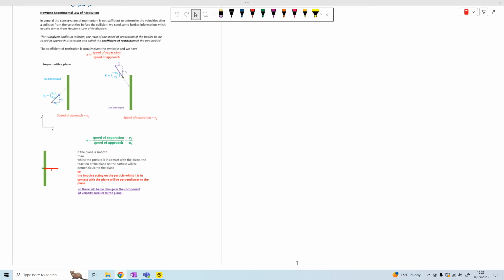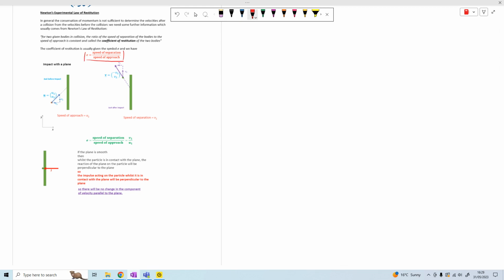Okay, so in this video, we're going to carry on with our impulse and momentum, and we're going to look at Newton's experimental law, which is our coefficient of restitution. But we're going to look at it now with vectors and how it affects things. In terms of my coefficient of restitution, we have our equation from FM6, which is e, our speed of separation over our speed of approach.